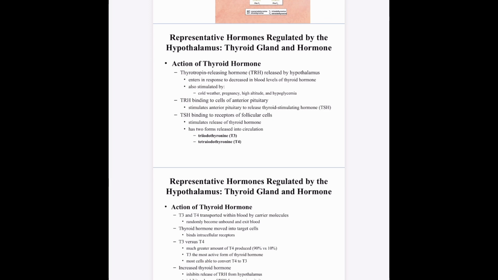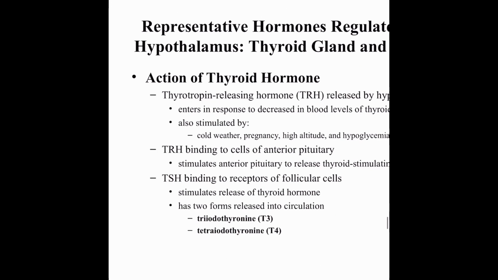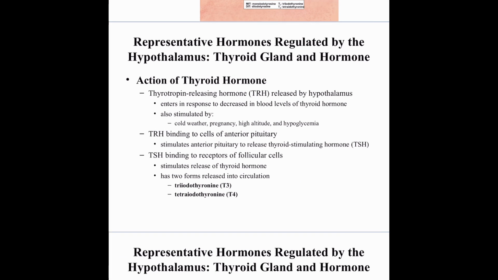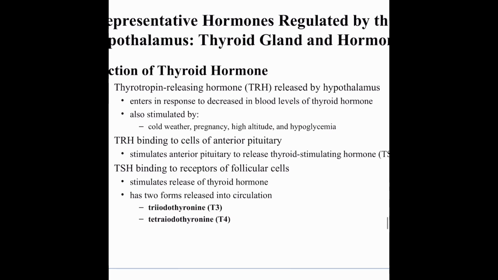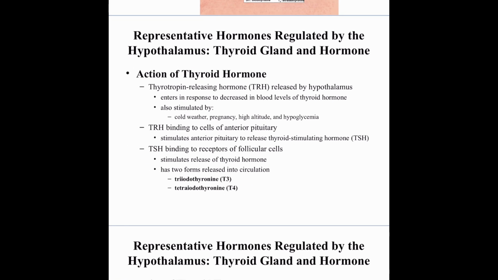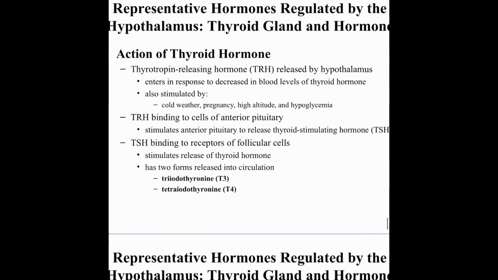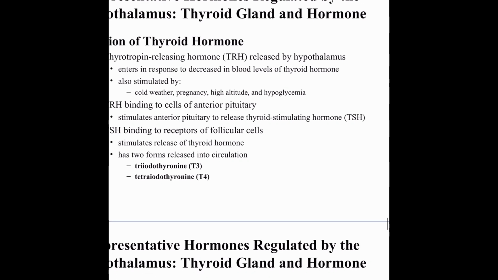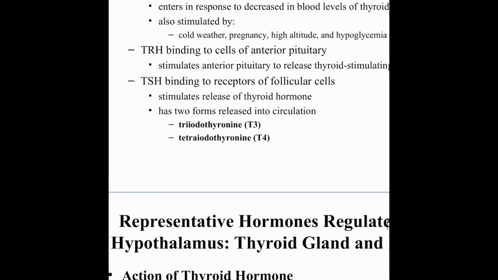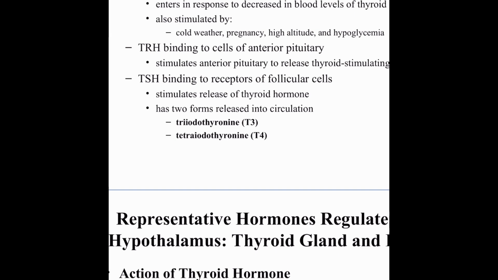But the main thing we know is thyrotropin releasing hormone, right? We know, okay, my Apple Pencil died. See, that's a sign. All right, so thyrotropin releasing hormone is released by the hypothalamus. This we know, and it enters to decrease in blood levels of the thyroid hormone. So thyrotropin releasing hormone is released by the hypothalamus, which will then go to the anterior pituitary to release thyroid stimulating hormone, which will then bind to the receptors of the follicular cells of the thyroid to stimulate release of thyroid hormone.